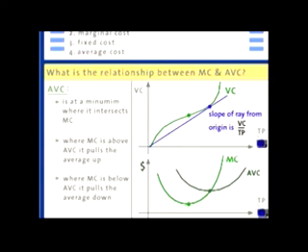Now, what does the ray from the origin tell you? Well, the slope of the ray from the origin is rise over run. And the rise is the variable cost, and the run is the output. Well, what is variable cost divided by output? That's right. It's the average variable cost. So, at this point, the ray from the origin is at a minimum.